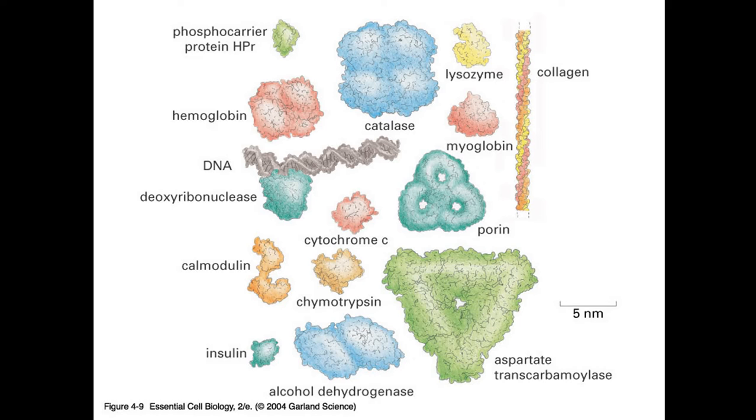Now some proteins show helical structures also, that is the primary structure or secondary structure of the protein. Deoxyribonuclease, okay, calmodulin. So these are the various examples: cytochrome C, chymotrypsin, insulin, alcohol dehydrogenase. Some proteins show triangular structures, but this is a globular structure of proteins. So here in this example, collagen protein is the example of fibrous structure.